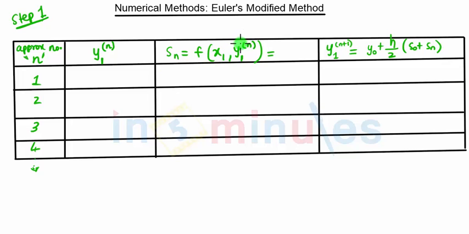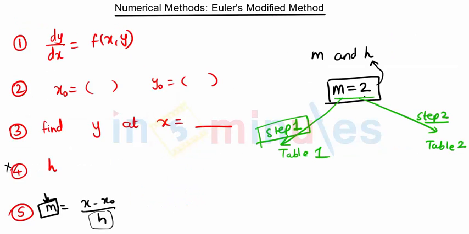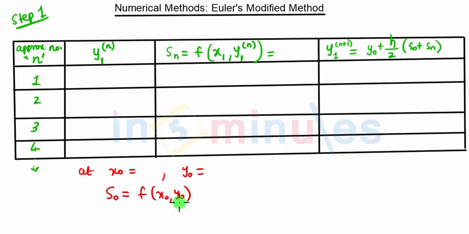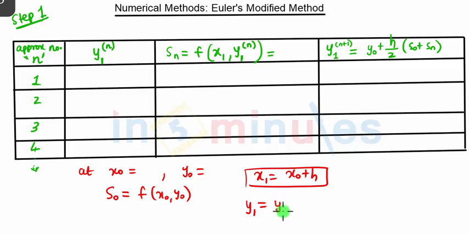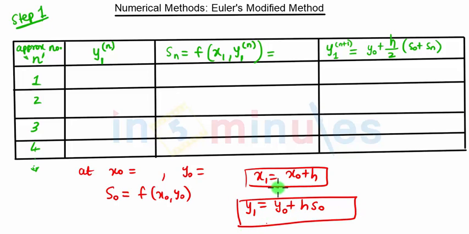Sn is here. How to calculate s0? Here we have some basic steps which you should also follow in step 1. We will be given at x equal to 0, which is the initial condition, y is y0. We find s0. s0 is f of x0 comma y0, and f of x comma y we get from here. So we calculate s0. x1 will be x0 plus h, y1 will be y0 plus h s0. From here we will get y1, from here we will get x1 and from here we will get s0.